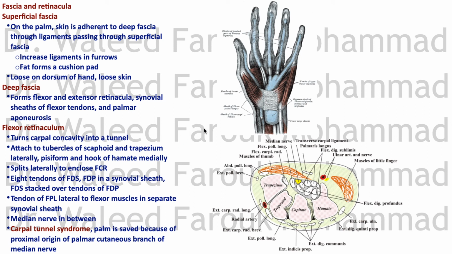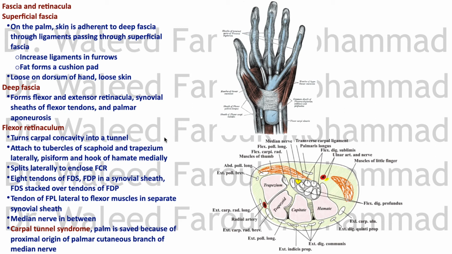Fascia and retinacula of the hand. The superficial fascia on the palm: the skin is adherent to the deep fascia because of ligaments traversing the superficial fascia to the palmar aponeurosis, and these ligaments create furrows in the hand, and the fat forms a cushion pad, especially in the fingers. You see the pads in the fingers. The deep fascia forms the flexor and extensor retinacula, the synovial sheath of the flexor tendons, and the palmar aponeurosis.